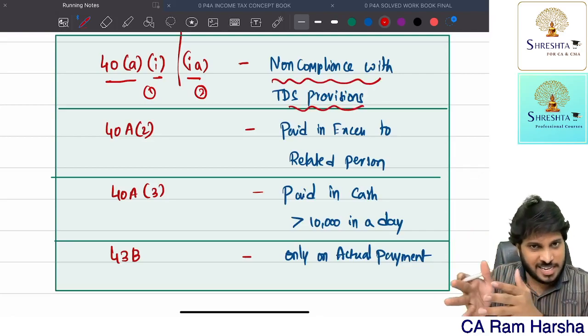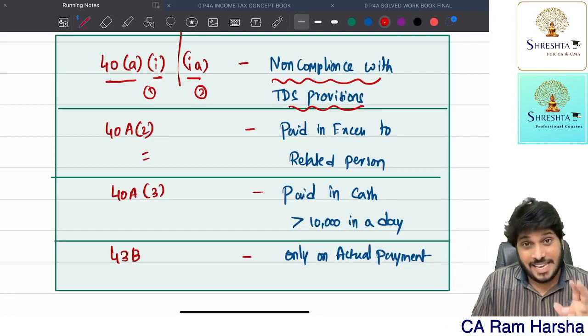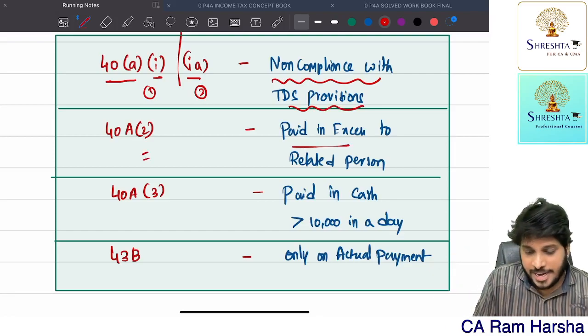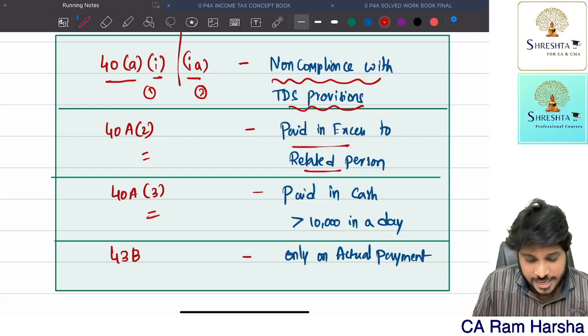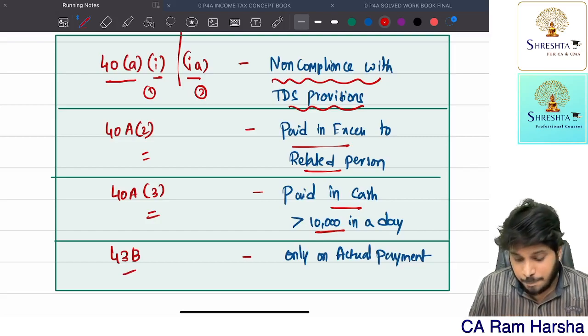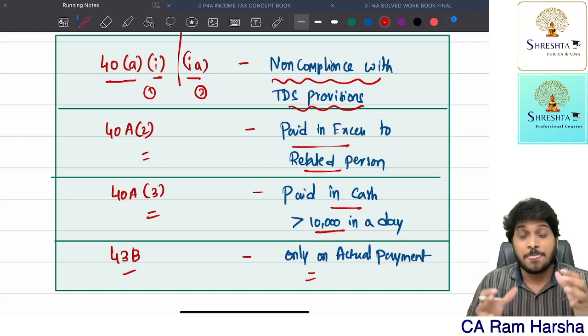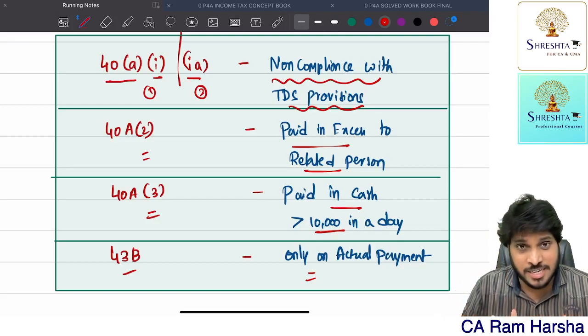Anyhow, we will have a separate video lecture on this. Separately, we will be discussing all this. 40A subsection 2, paid in excess to related person. 40A subsection 3, paid in cash for more than 10,000. 43B, deduction only on actual payment. These are 4 important sections that we need to discuss under the inadmissible deductions category.